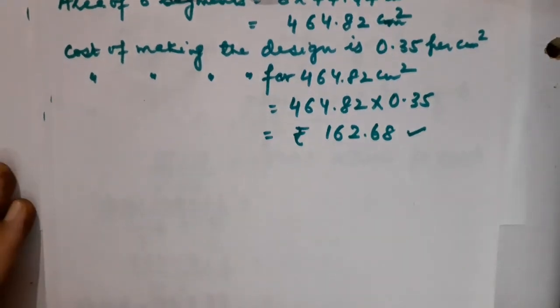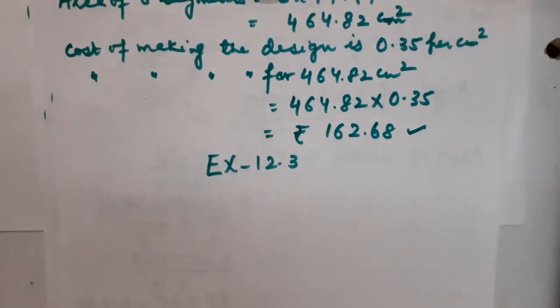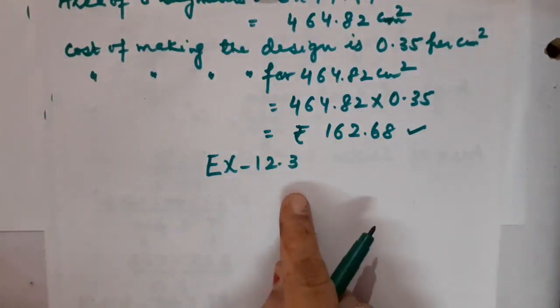Now children, I am going to switch to next exercise, that is exercise 12.3. Children, let me tell you, in exercise 12.3, we will be dealing with the area of combination of plane figures.